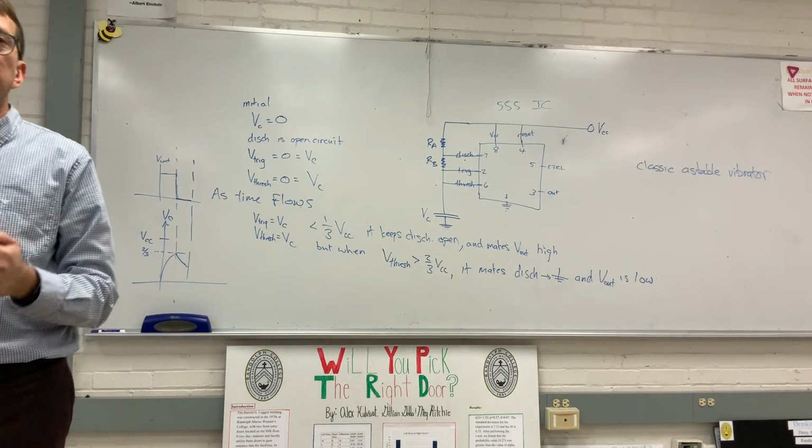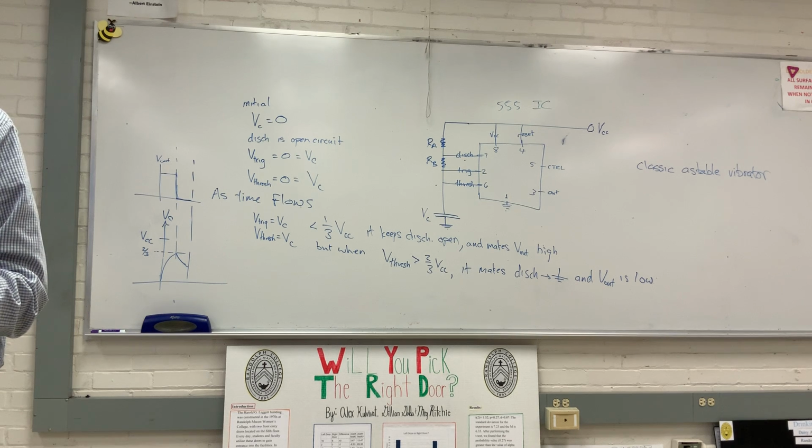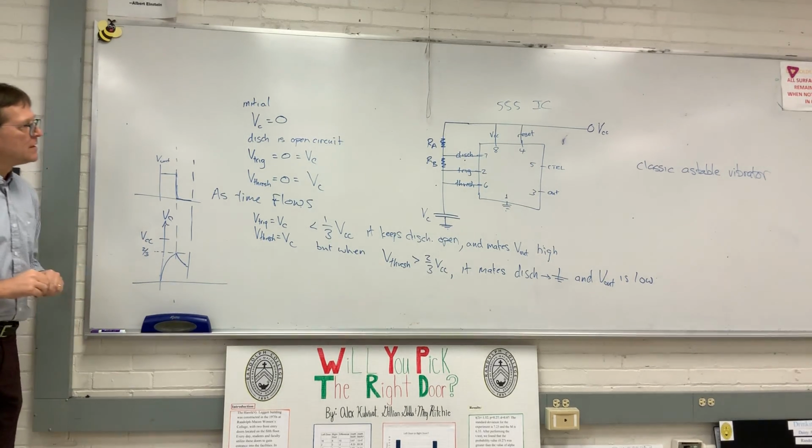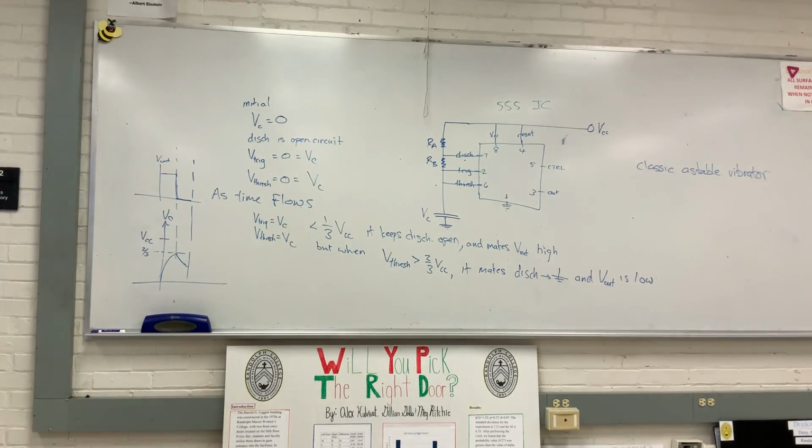So how would we make it charge and discharge at the same rate? RB a lot bigger than RA, or RA equals 0. Yes, either of those works. So we could just short the RA, and then it would charge and discharge at the same rate.